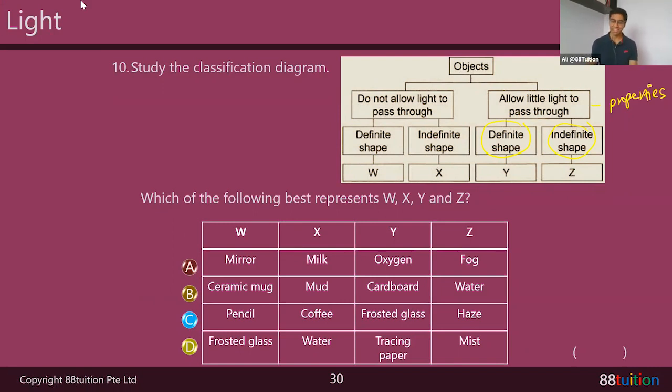So, do not allow light to pass through, or allow light to pass through, is the first characteristic or property. And then you need to know whether it's definite shape or indefinite shape. So let's look at W first.